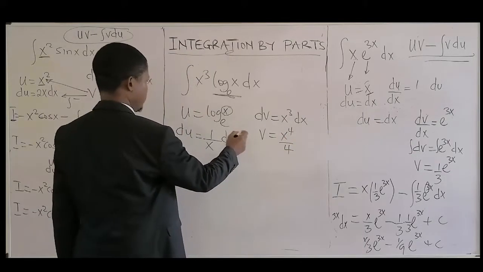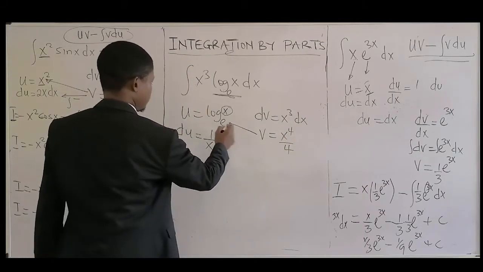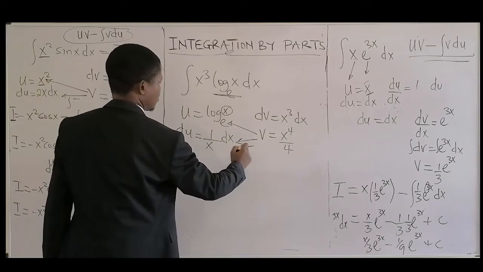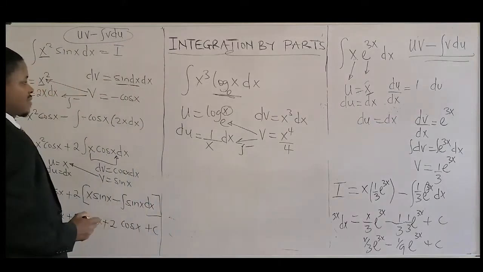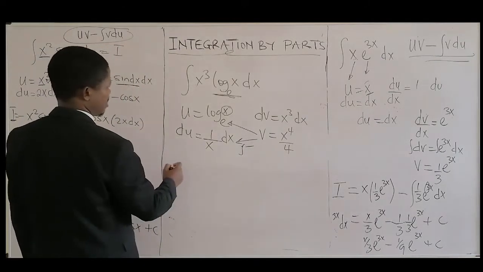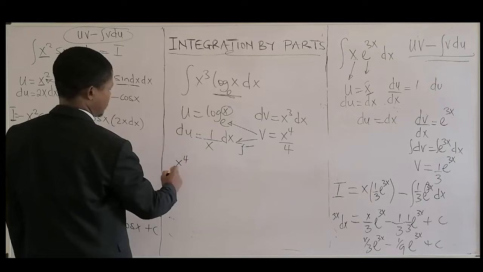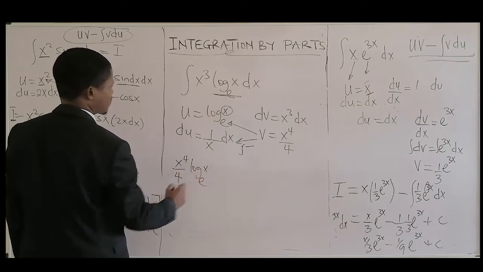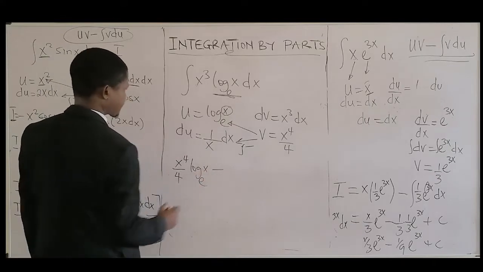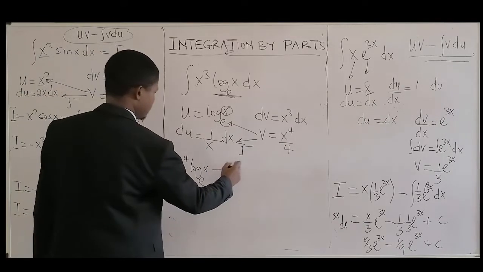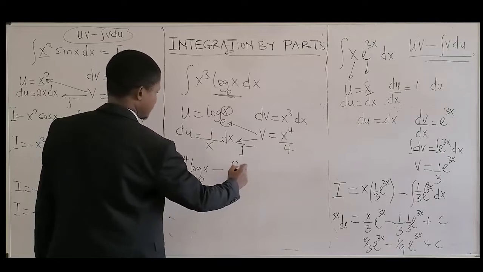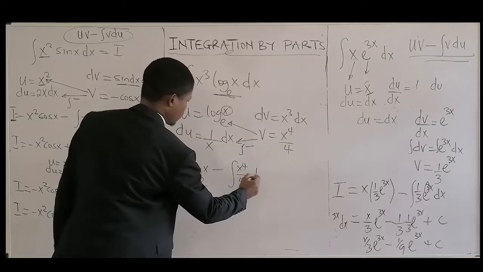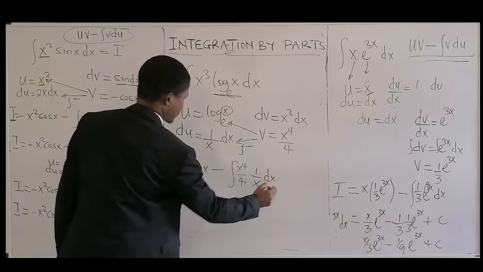Then you can get your uv. You get your uv, then minus the integral of your v. So that will be equal to, my u is x^4 over 4 log to base e, then minus the integral of v, x^4 over 4, then du, which is 1 over x dx.